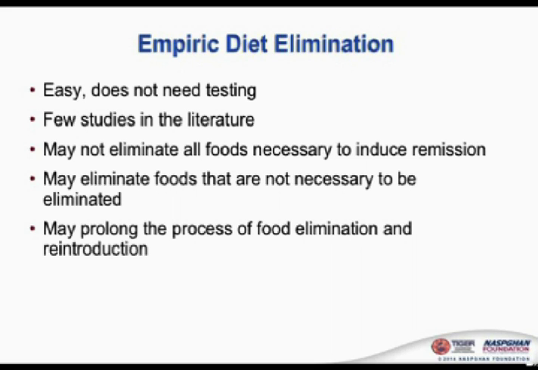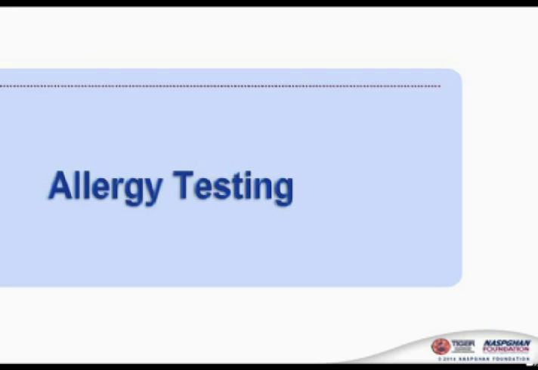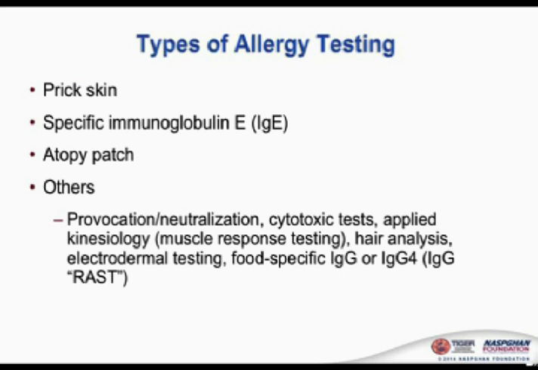The third option is sort of removing foods by testing, which is allergy testing, as we can see in the next slide. And on the next slide, we summarize the main different ways you can do allergy testing. One is by prick skin test. One is by specific IgE, also called RAST testing. The other is by atopy patch testing.